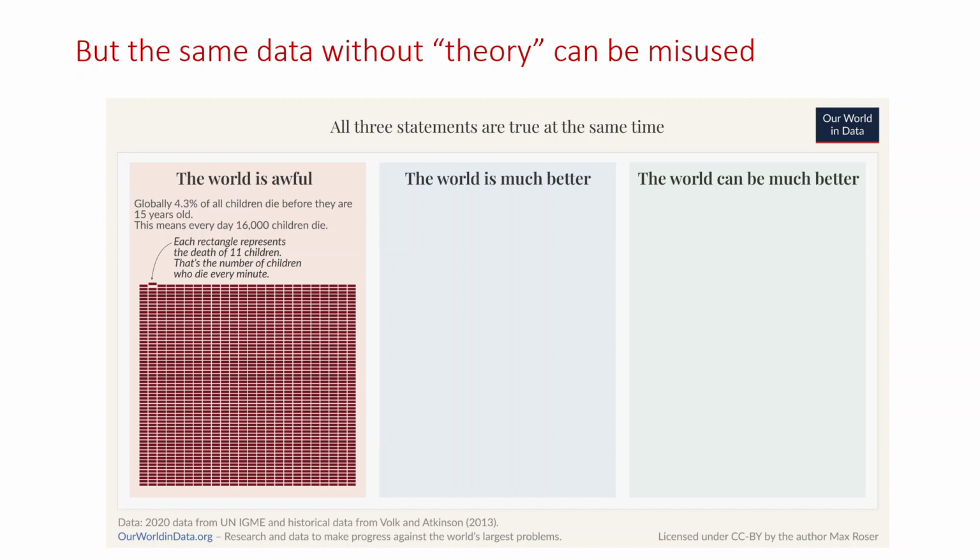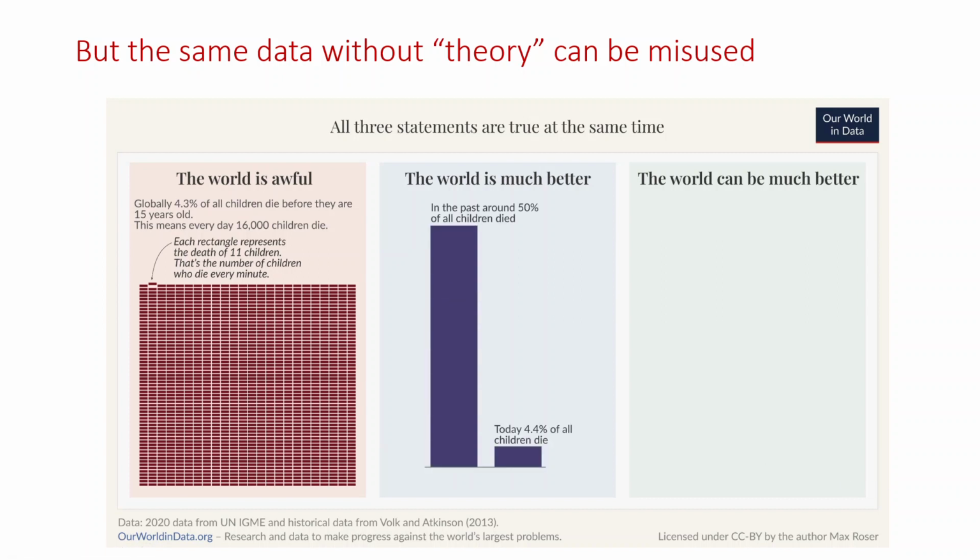But let's use the data a different way. And in that, let's notice that in the past, 50% of all children died. But today, 4.4% of all children die. Now, the panic we were in the first panel, which we have to do something, there is absolutely nothing more important than this. We have 11 children dying every minute of every day. Again, that's bad, but put it in perspective. Look how much better the world is.